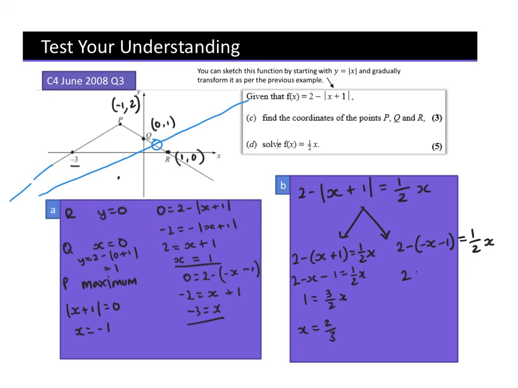And then the other side, I'm going to get 2 plus x plus 1 equals a half x. So I'm going to get 3, nope, a half x equals negative 3, so x equals negative 6, which if we go back to the graph looks about right, because we said it might cross over here, which will be around negative 6, and then we know it crosses before 1 here, so it's about 2 over 3. Again, you can check they work by substituting them into here to double check that you get an answer, okay?